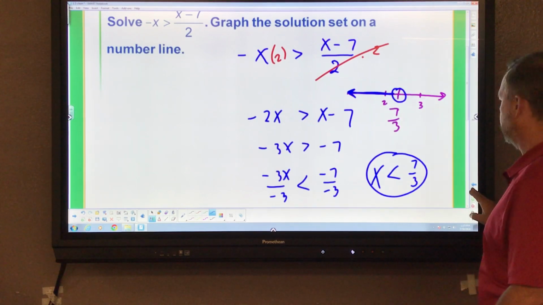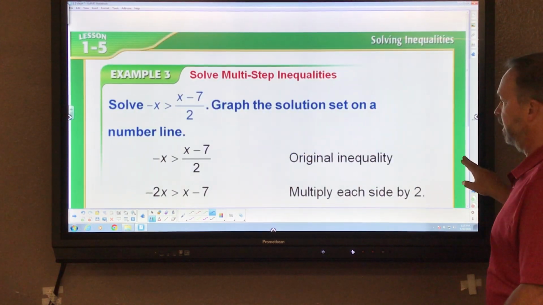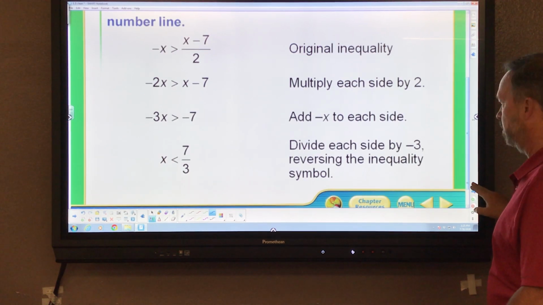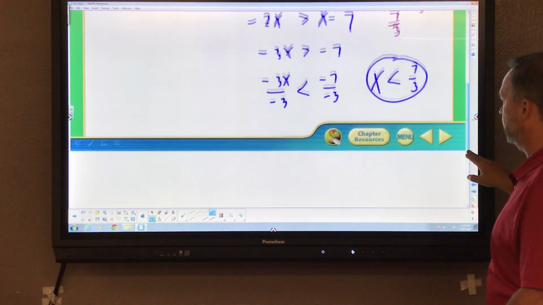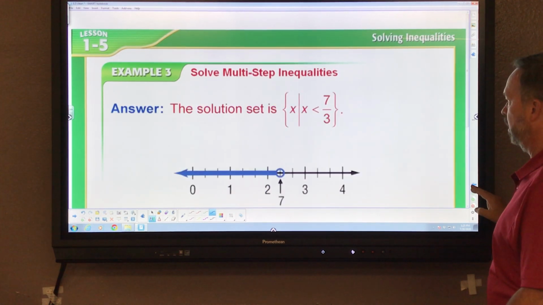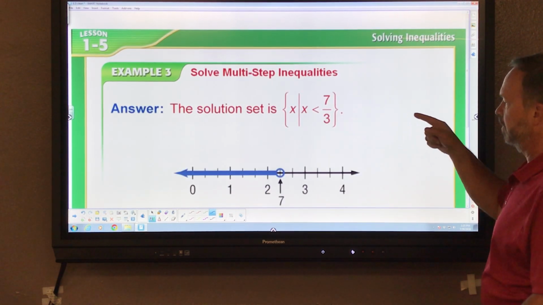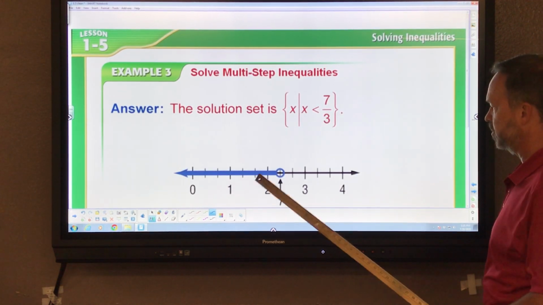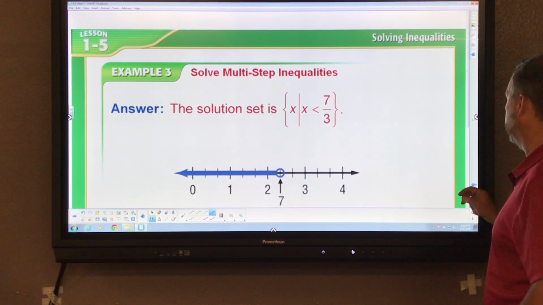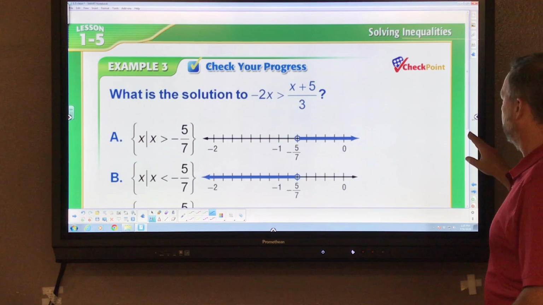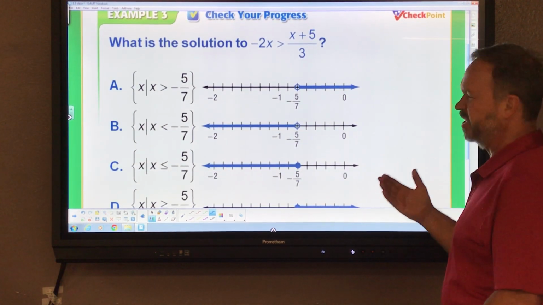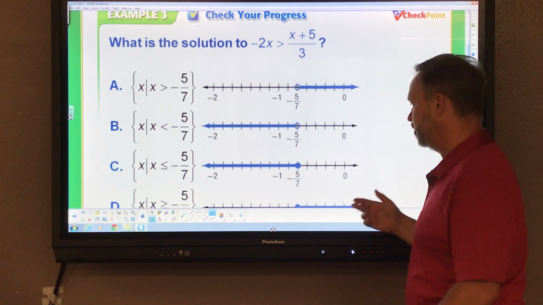Let's see how that lines up with what's in the answer key. Less than 7/3, right? That's what we got. Yep, less than 7/3. And they wrote it in set builder notation, and there's their picture, and you can see we're close to 2, but we're closer to 2 than we are to 3, and that works. So after that, pretty much the rest of this is just doing the nuances of each particular problem.